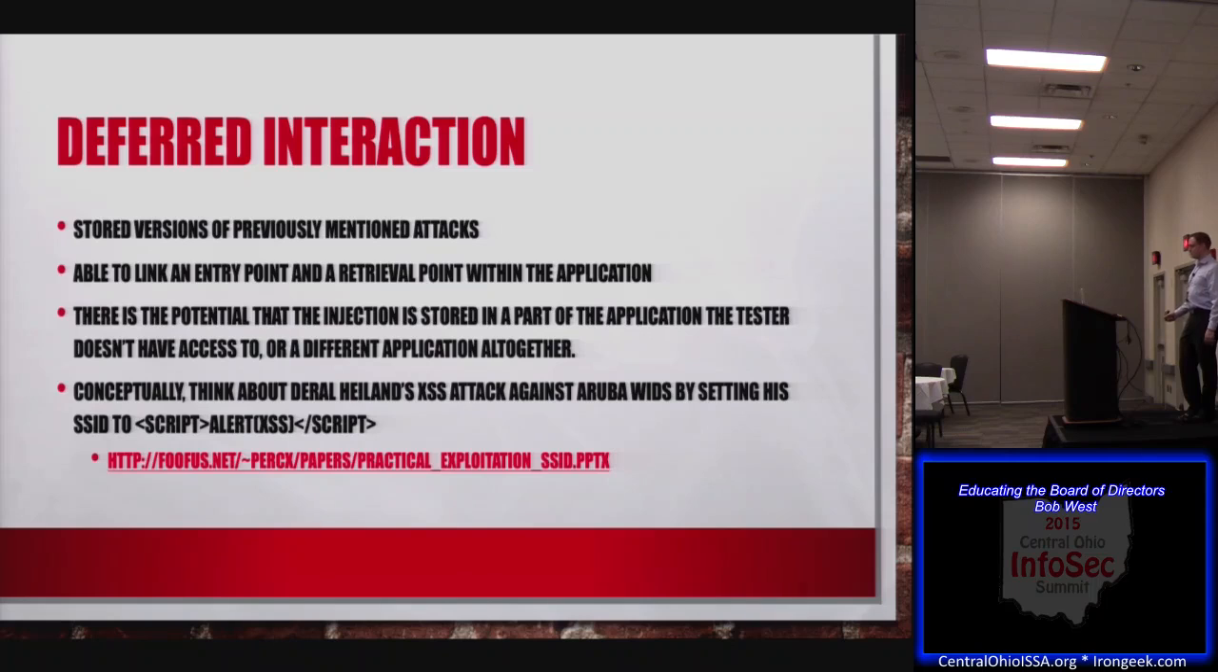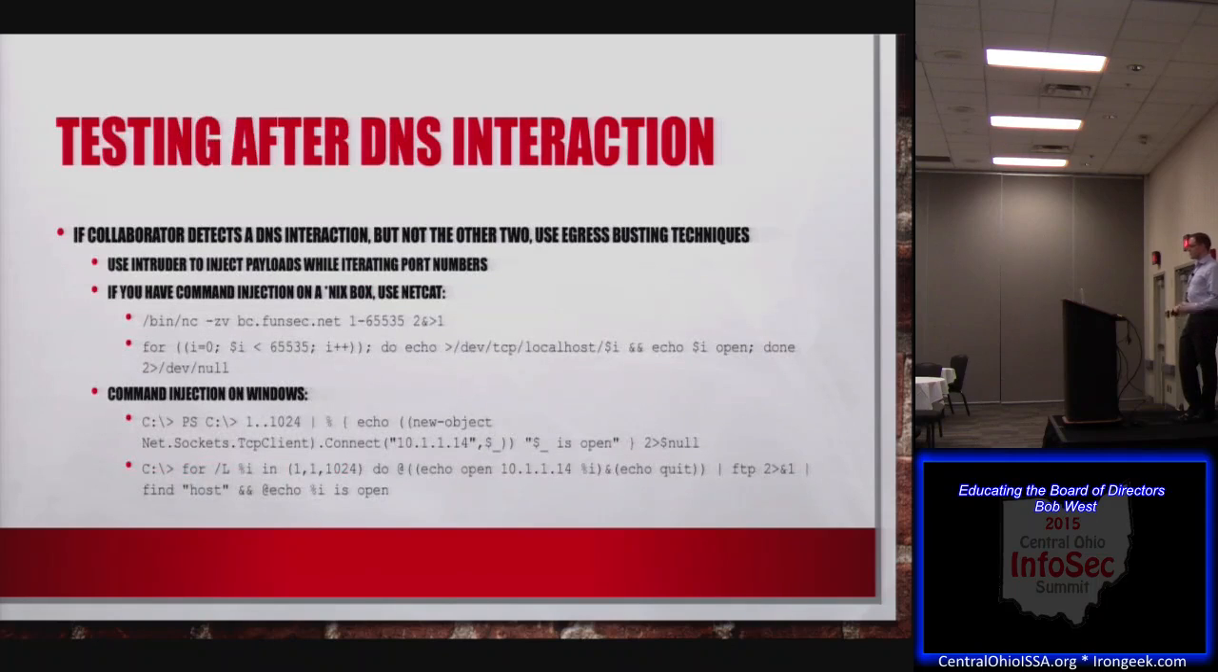So testing after DNS interaction. If you get the DNS interaction in Collaborator and you don't get the corresponding HTTPS or HTTP interaction, it means that something processed what you sent through as a host name, but for some reason couldn't get out. So you've got some options there as to whether there's network filtering of some sort, firewalling, etc. So you need to try and either get around that.